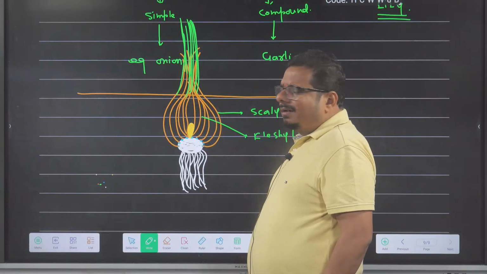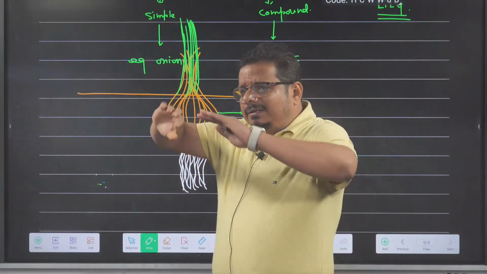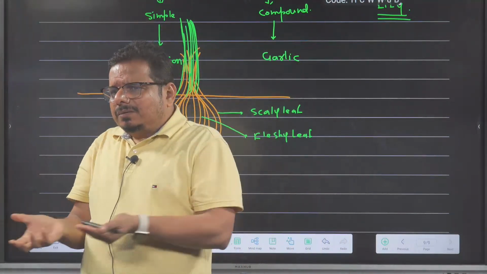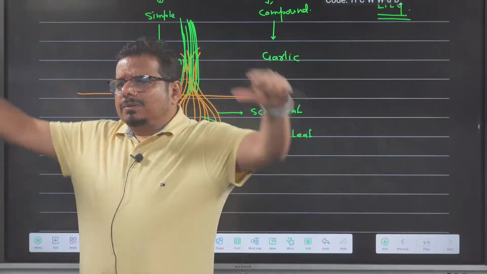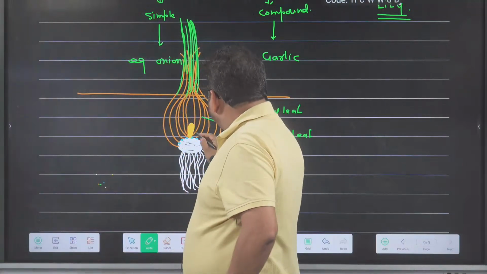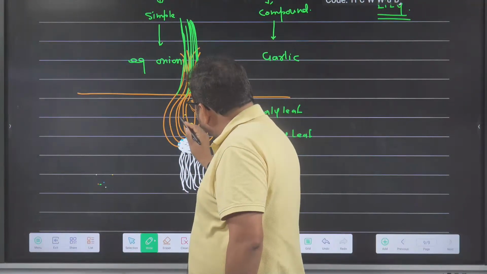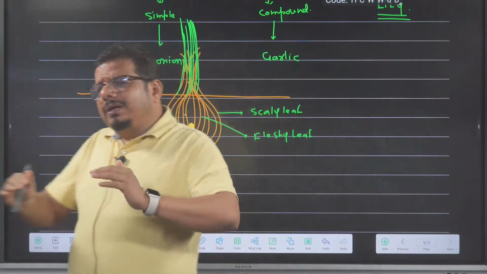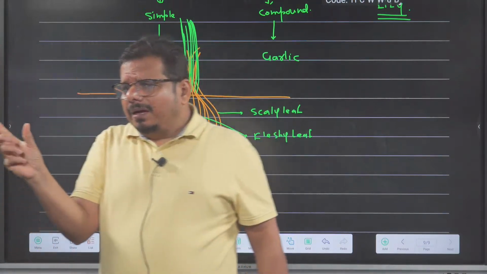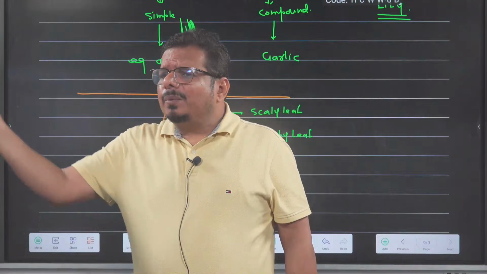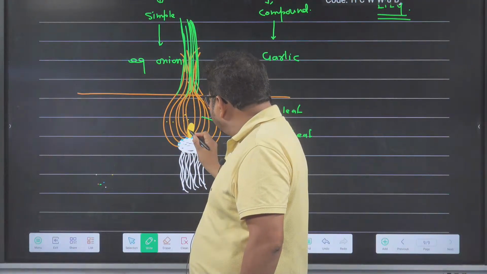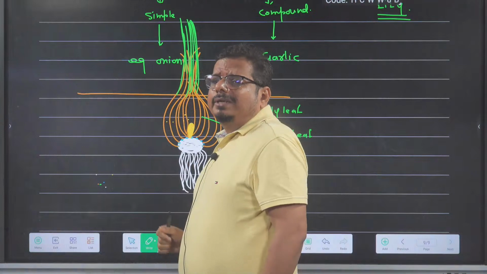Here the bud is covered by which one? Tunics. These are tunics covering. Only one outer layer of covering is there. You cannot say, sir, it is many layers. Many layers are there, but it is like this. So it is simple tunicated.